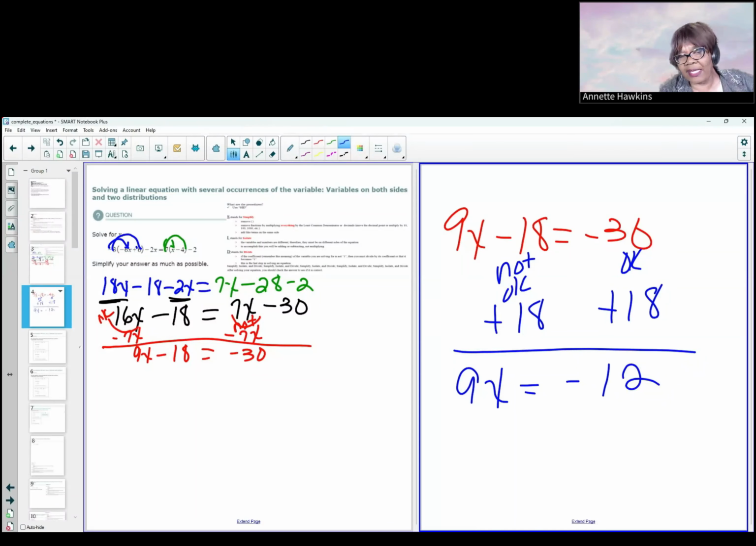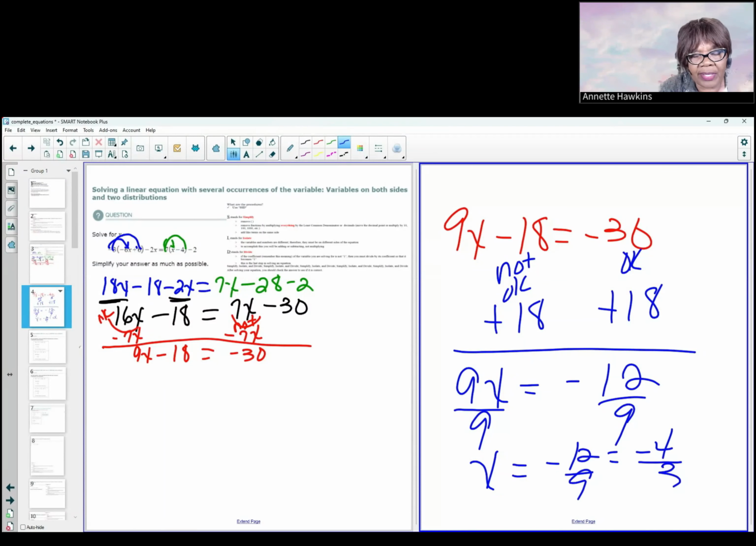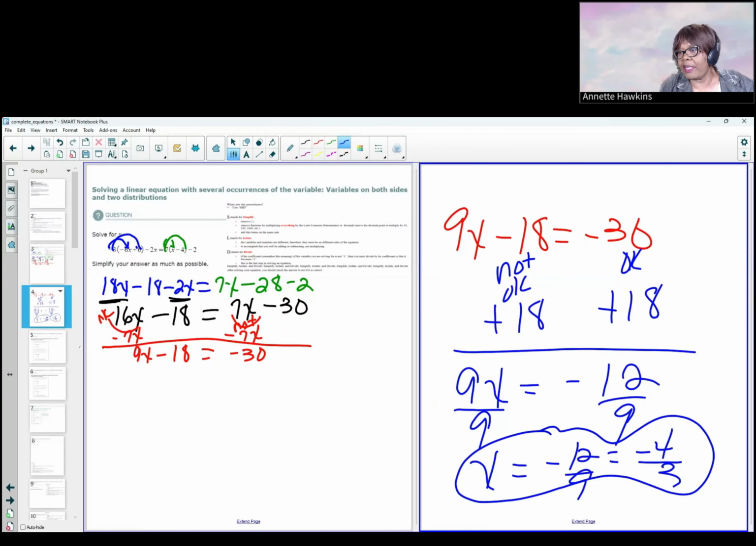And then finally, I need to divide. I don't want to know what 9 of those are equal to. I want to know what one of these is equal to. So I divide by 9. So x is equal to negative 12 ninths. Now I can reduce that. 3 are going to 12, negative 4. 3 are going to 9, 3. So the answer is negative 4/3. All right, questions about that? Any questions? All right.